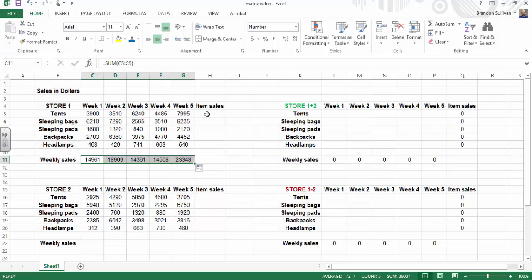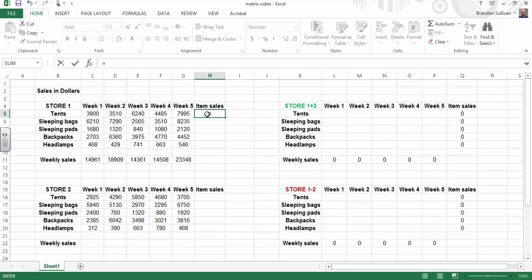We can do a similar action across the rows to determine the item sales. So here, if I write equals sum parentheses, I can add the number of tents sold during week 1, 2, 3, 4, and 5, or the total number of tents sold during that month. And once again, I can drag that formula down to apply it to all of the different items down to headlamps.